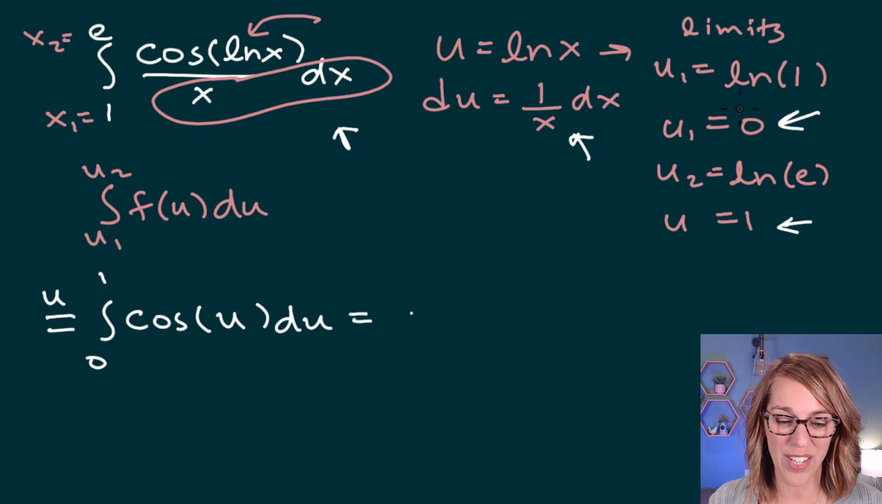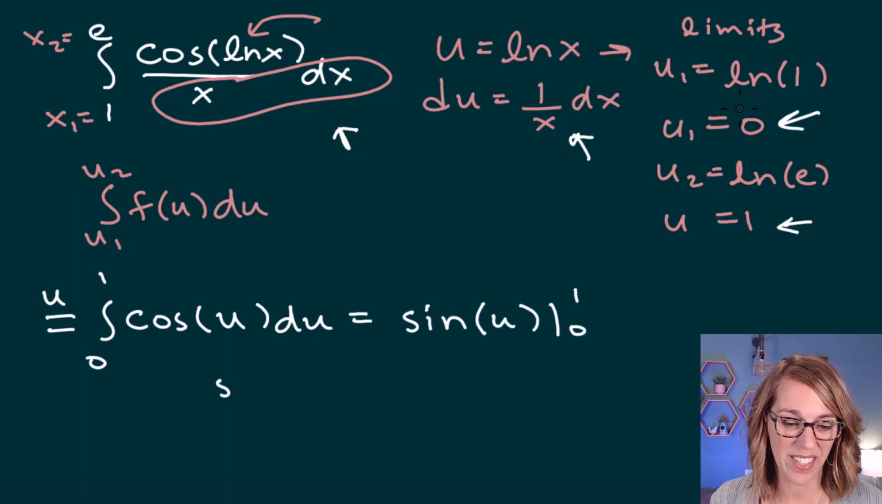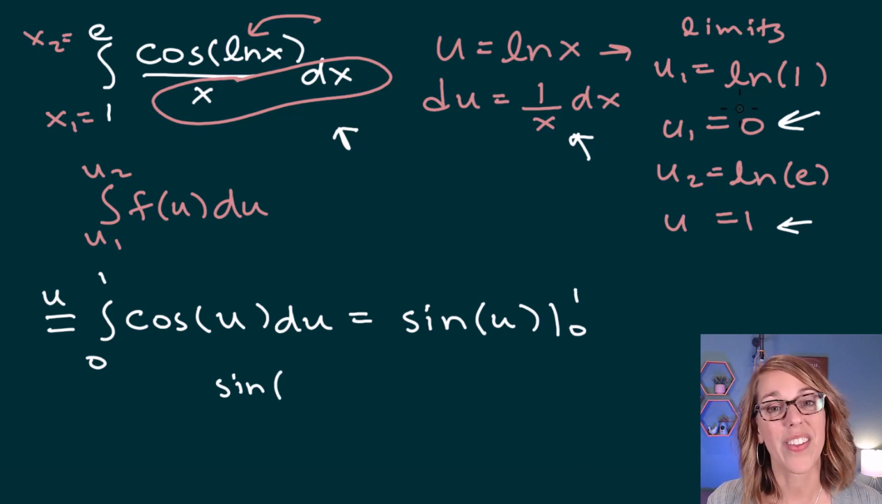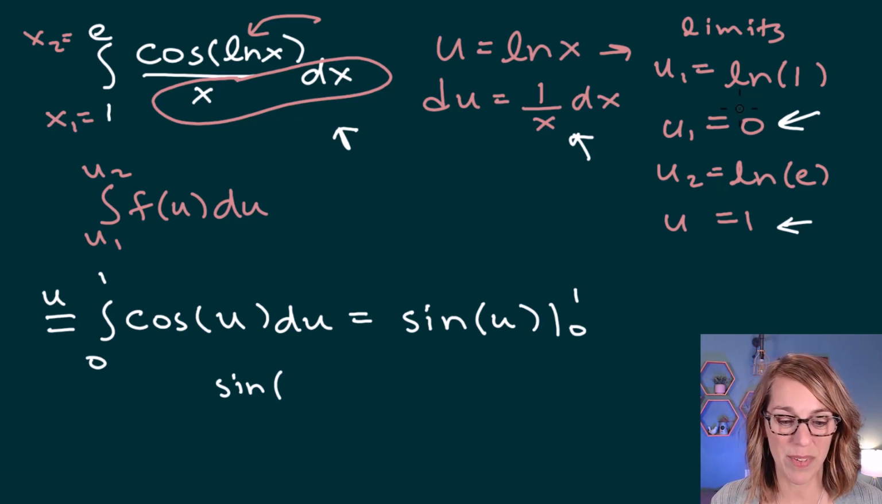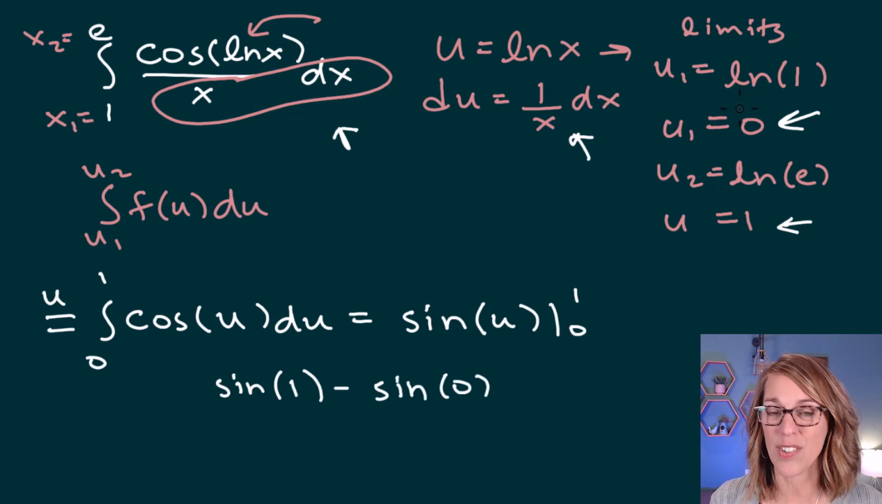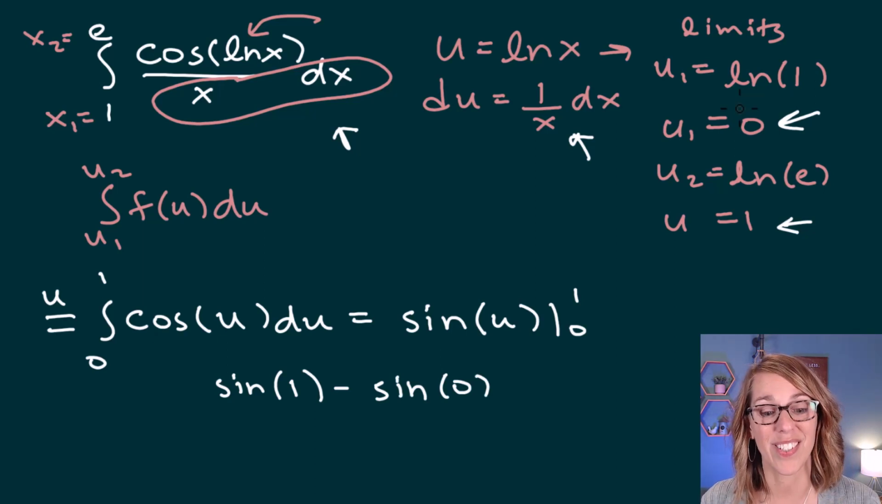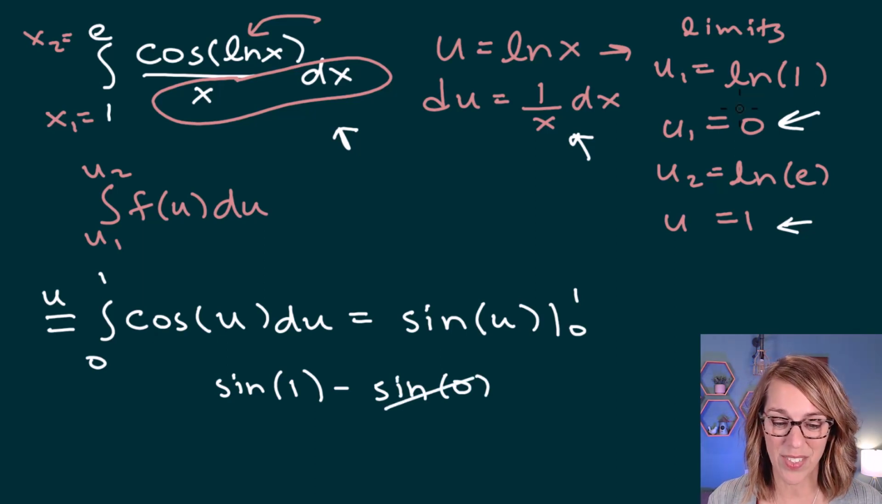The integral of cosine is sine. So that's going to be the sine of u evaluated from 0 to 1. Using that fundamental theorem of calculus part 2, I'm going to take that antiderivative evaluated at 1, and then the antiderivative evaluated at 0. Now we're working in calculus, so these are radians. The sine of 0 is equal to 0, and I end up with the sine of 1.